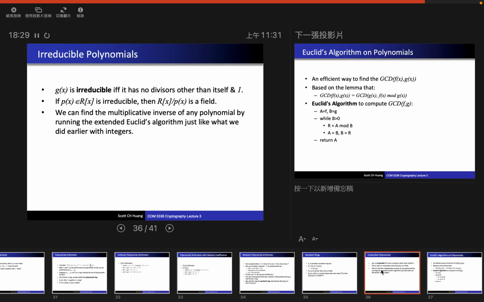So actually the idea of irreducibility depends on the set and the underlying mathematical structure of the set. So we can extend this idea. It's irreducible if it does not have any other factor. Okay. So if P(x) is irreducible, then R[x] quotient P(x) is a field.